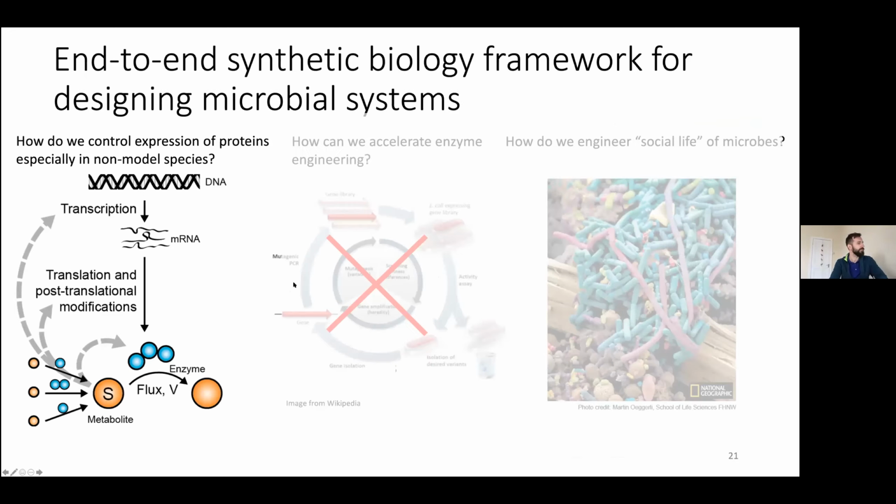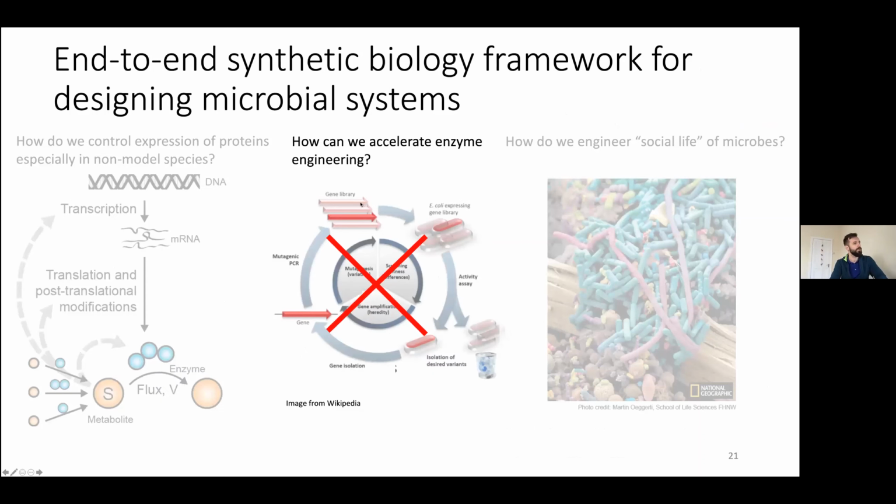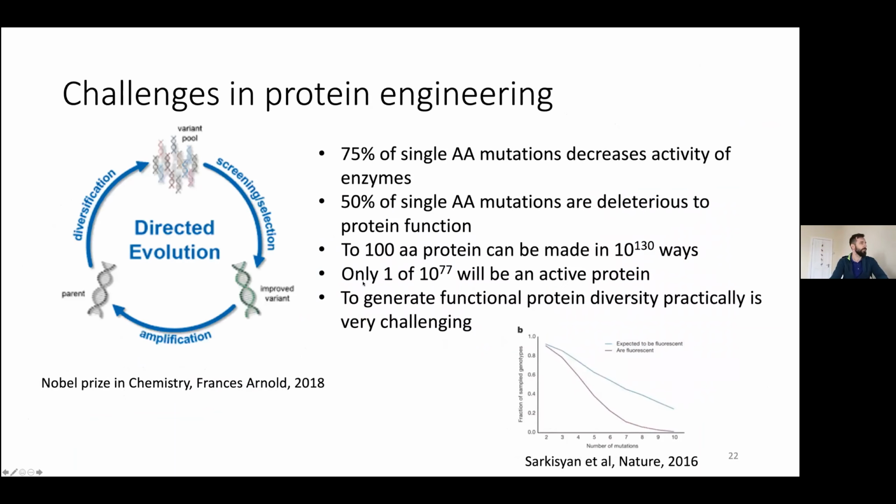And now I also want to go very briefly over what we do on the protein side. How can we improve protein optimization? The main challenge in protein engineering is that, typically, you have a parent molecule, you diversify it, then you do several rounds of selection to get your desired protein.